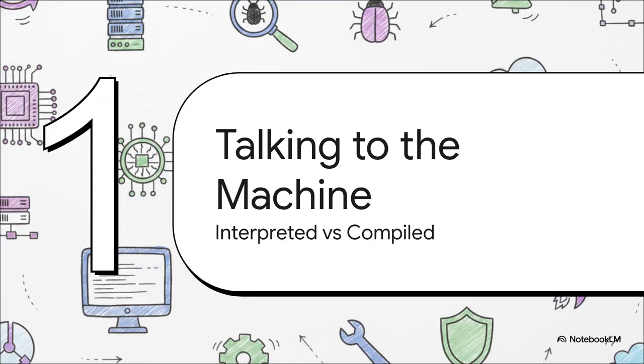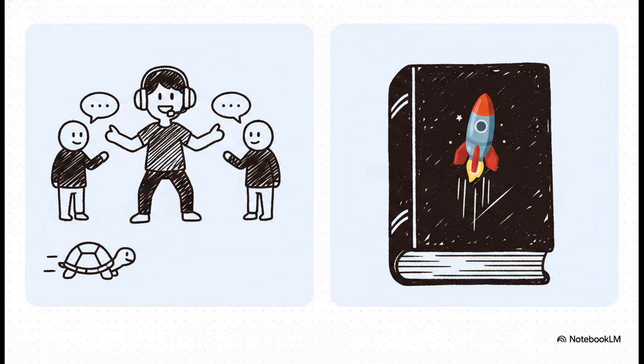Moving on to Section 2, talking to the machine, interpreted versus compiled. Okay, so once we hit that implementation phase, we run into a pretty major challenge. How do human programmers actually communicate instructions to a computer's silicon hardware? Because at its core, hardware only understands machine code, just ones and zeros. To bridge this gap, we use programming languages, and these generally divide into 2 main translation camps.